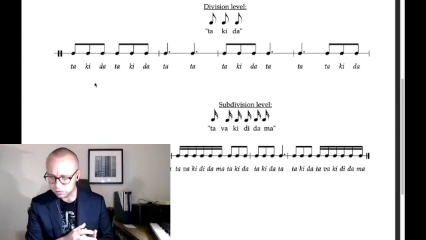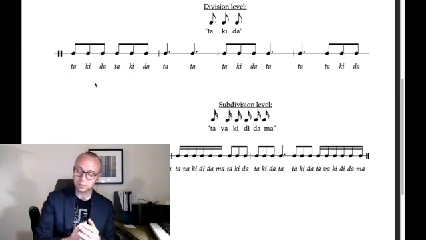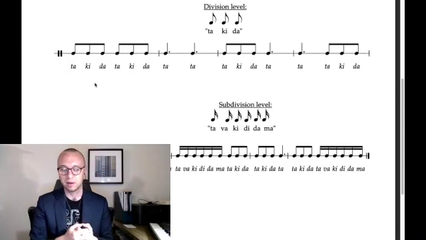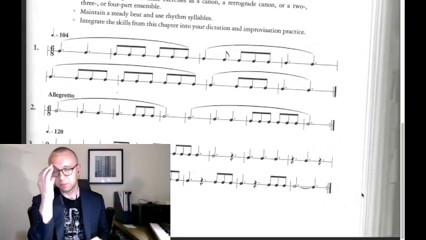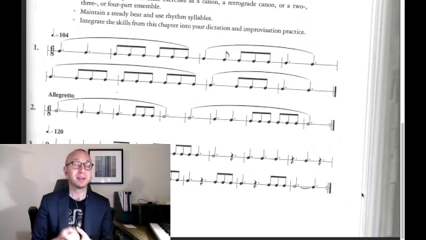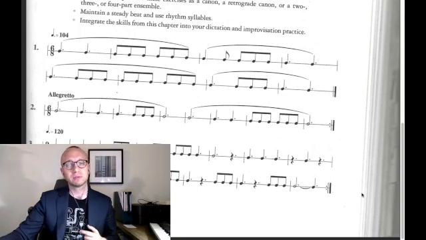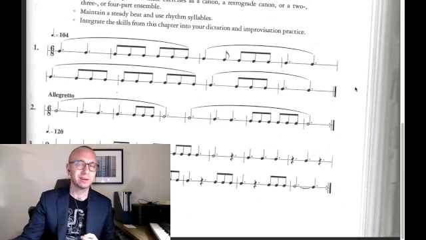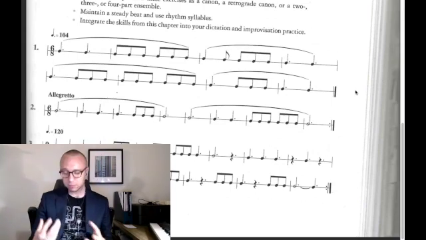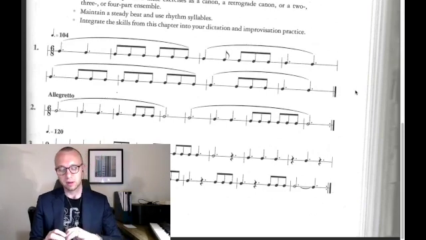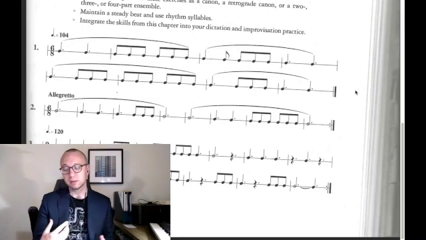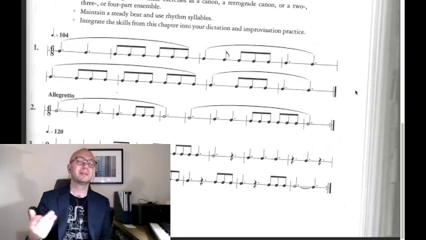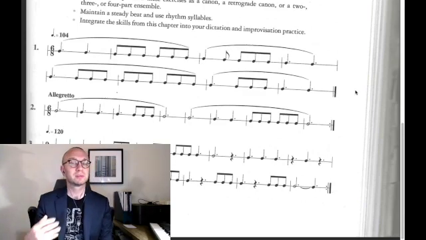Let's look at a couple other examples. I'm going to jump over to page 41 to look at some of these examples in compound meter. Cool. So at the bottom of page 41, we're looking at examples 1, 2, and 3. Let's take a look at the first example here, number 1 in 6/8 time. Again, in compound meter, we're dividing the beat into divisions of 3.